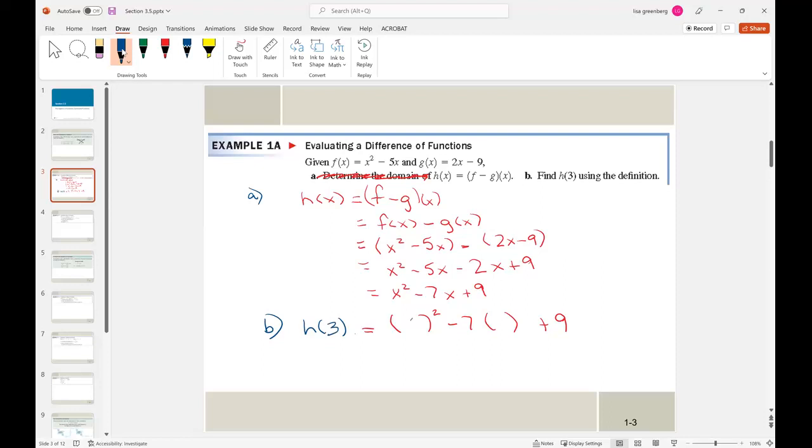So h of 3 is equal to 3 squared minus 7 times 3 plus 9, which is equal to 9 minus 21 plus 9, which is equal to negative 3. 9 minus 21 is negative 12, plus 9 is negative 3. And that's really basically it. So first we find the function by just subtracting them, then we plug in 3 if we're trying to find out what the function equals.